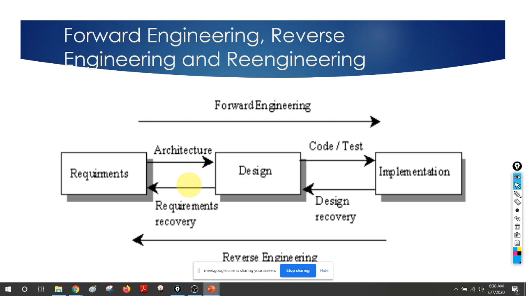So the American people and other European countries are really good at forward engineering, whereas Chinese people are really good at reverse engineering. Okay, right. So that is reverse engineering.